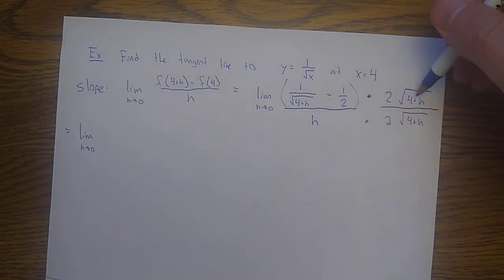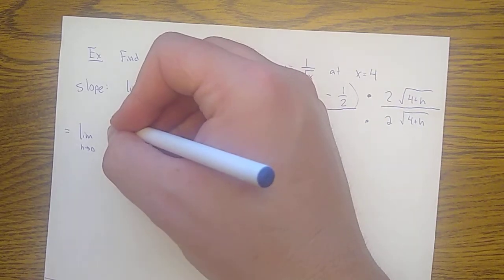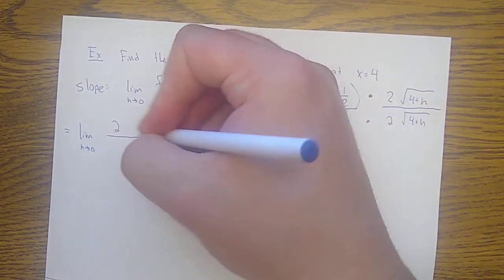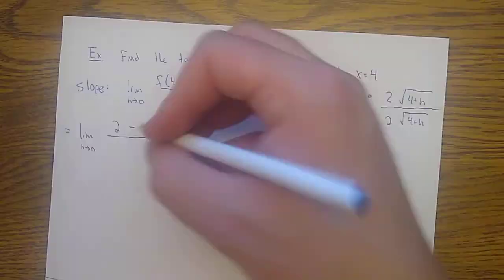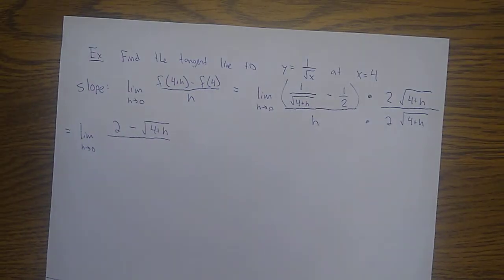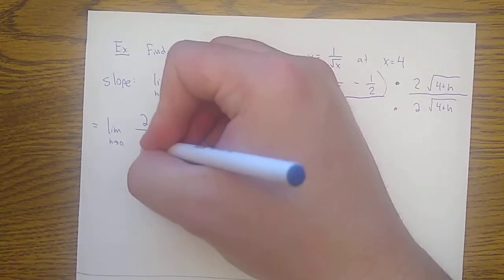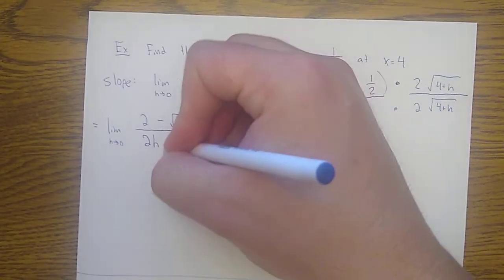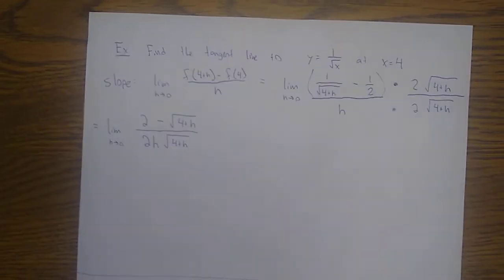Yeah, so I just distribute this. When this goes here, the 4 plus h cancels underneath the square root, but the 2 doesn't cancel, so I just have a 2. When this goes here, the 2 cancels, but the other thing stays. So it's like this. On the bottom, I'm going to keep the bottom just 2 times h times square root 4 plus h, like that.